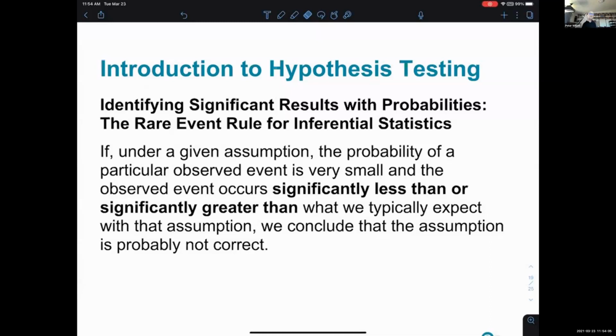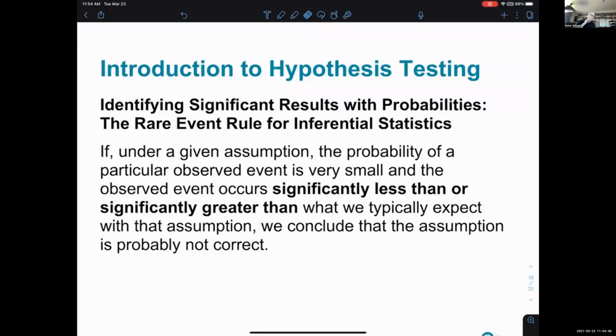The key idea here is identifying significant results with probabilities. The rare event rule for inferential statistics: if under a given assumption, the probability of a particular observed event is very small, and the observed event occurs significantly less than or greater than we typically expect with that assumption, we conclude that the assumption is probably not correct. All right, so what does that mean?